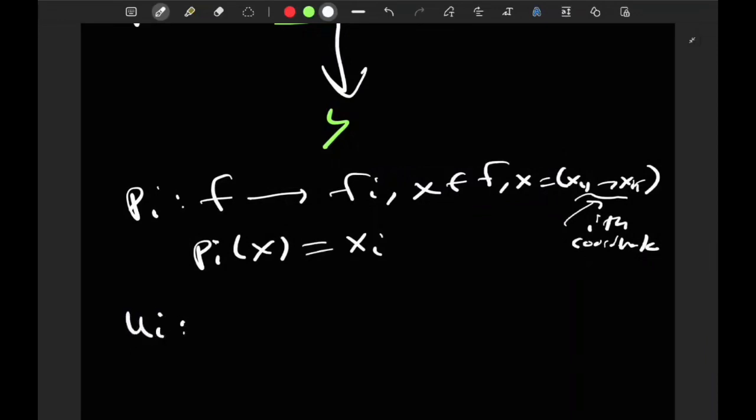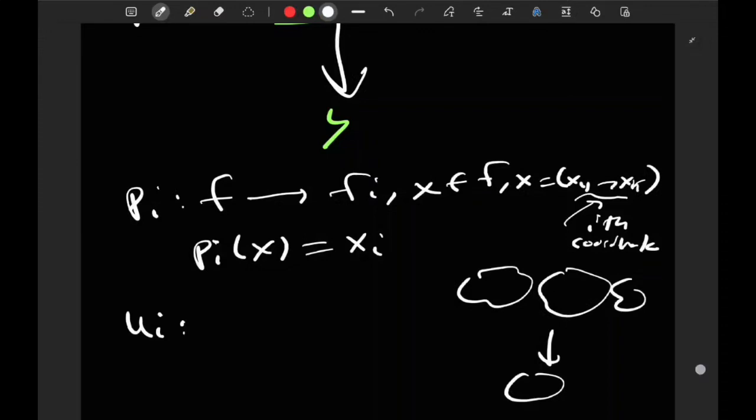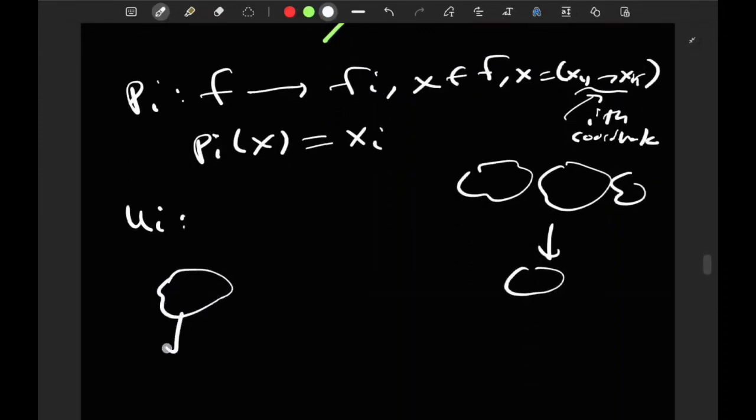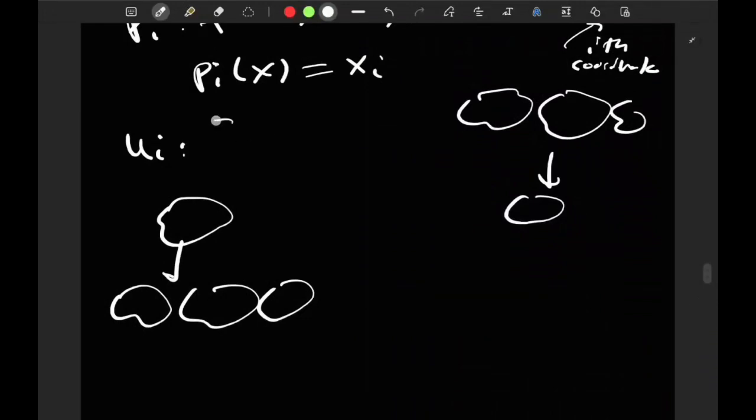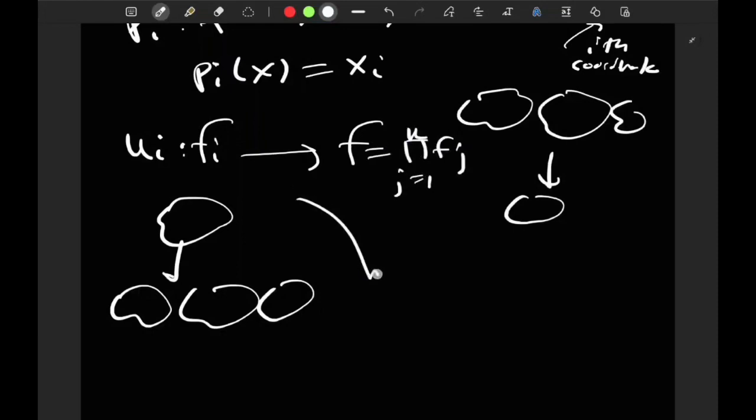Well, the UI is sort of trying to do something that completes, or let's say acts in an inverse manner to the PI. Instead of projecting, it's actually trying to do the inverse of this operation. So the PI is taking you from this product of spaces into one of the spaces, while the UI is taking you from one of the spaces into the product of the spaces. And what the UI is doing, so UI is going from the Fi to F, which is the product of the Fj's, j equal 1 to k.